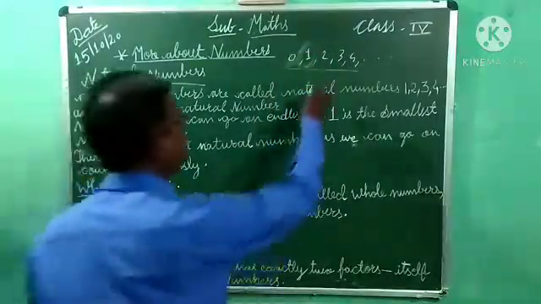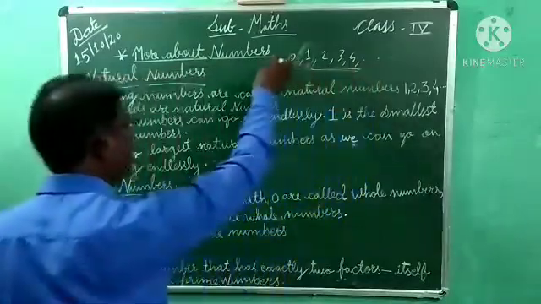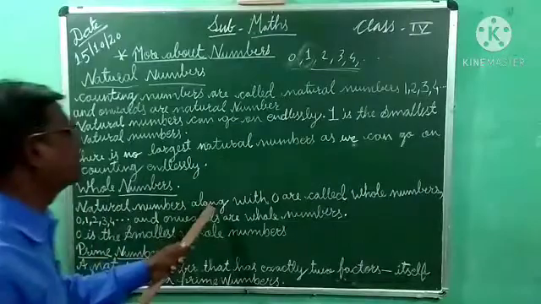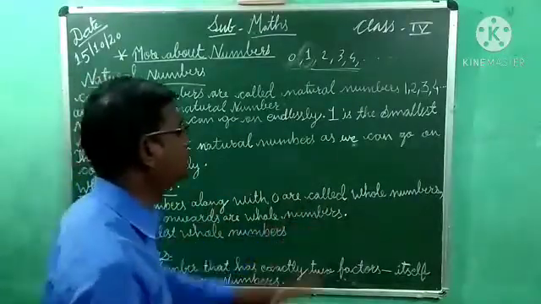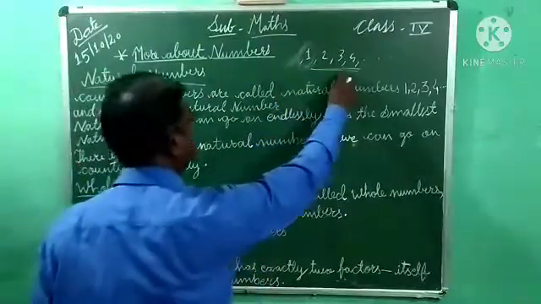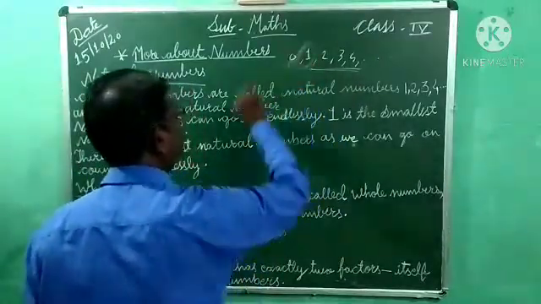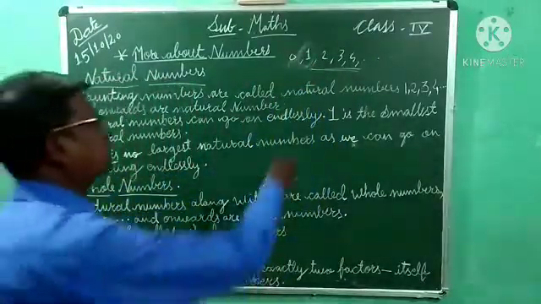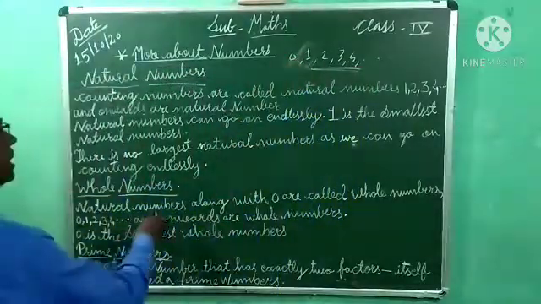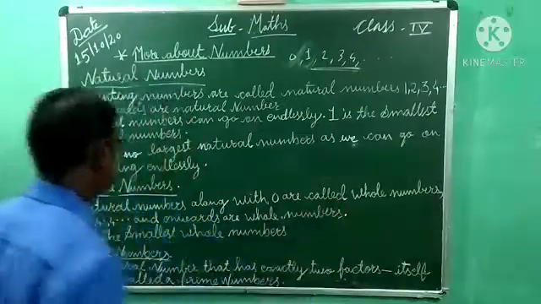These are the natural numbers. Natural numbers along with 0 is the whole number definition. Natural numbers along with 0 are called whole numbers. If 0 is not present, then we can say this is only natural numbers. But if I include 0 here, now these are whole numbers. Understood? Natural numbers along with 0 are called whole numbers.